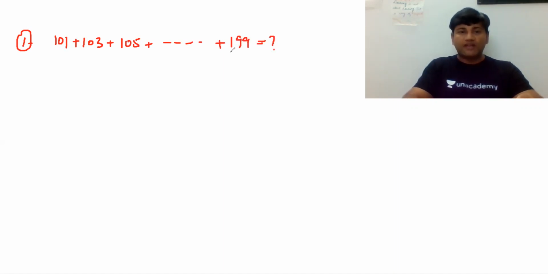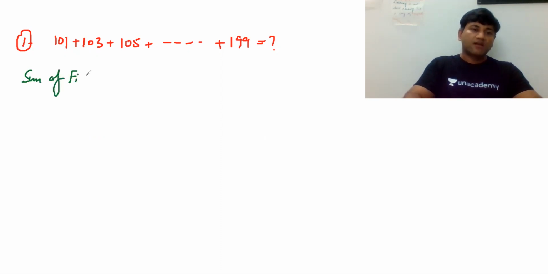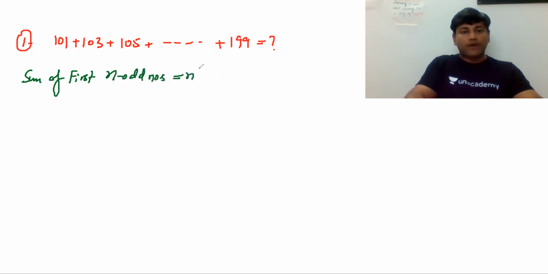So guys, it looks like a very complicated question and it will take more time, but guys, it is very simple. There is a funda, the sum of first n odd numbers is n square. So these are all odd numbers, as you can see. So according to this funda, these are odd numbers from 100 to 200. So these are 50 odd numbers. These are 100 terms, half of them are odd. So these are 50 odd numbers.